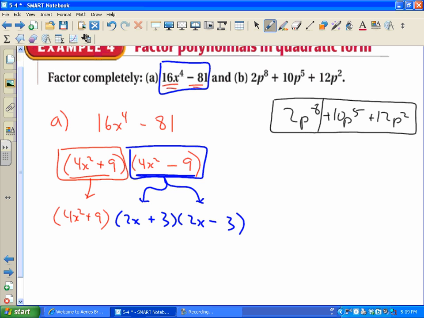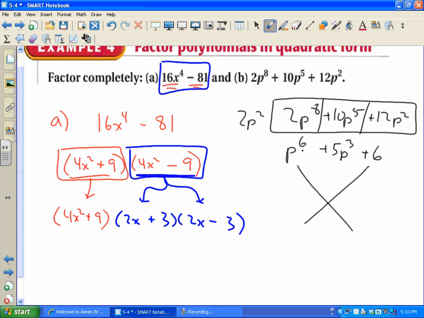Taking out a common factor first. In this case, I can take out a 2p squared. If I take out a 2p squared, that will leave me p to the 6th plus 5p cubed plus 6. That looks pretty good, but we're not done. We can still factor this.